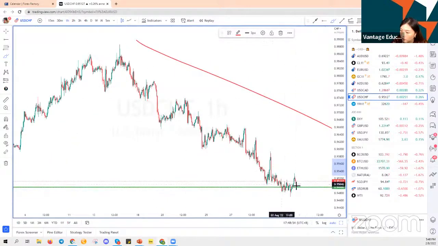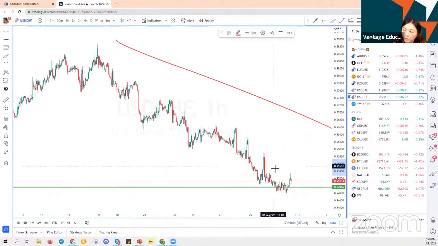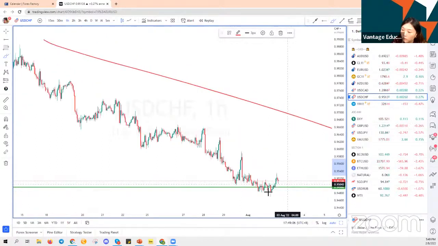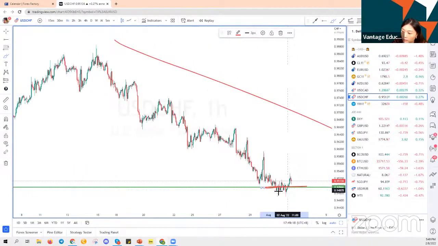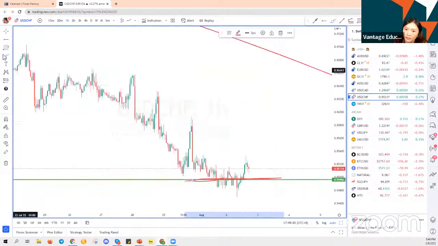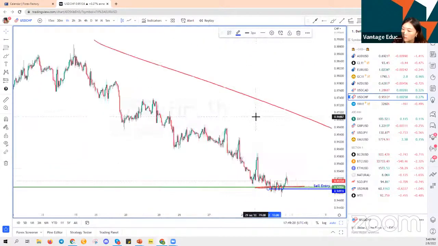Price has been rejecting, failing to break this key level. So although it's a downward trend, it failed to break this price level. So I'll take note of this level. It's still a bearish bias, so I will take a short. If price breaks here, my entry would be here. My short entry would be here.